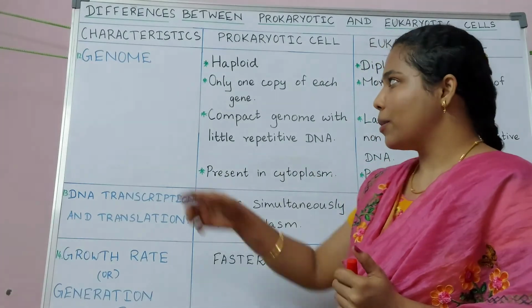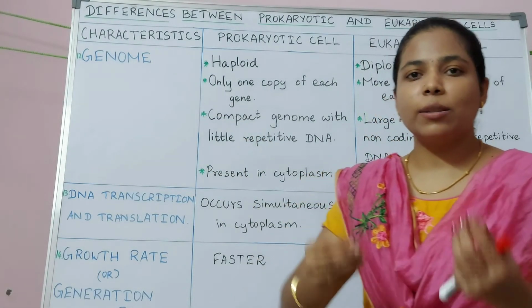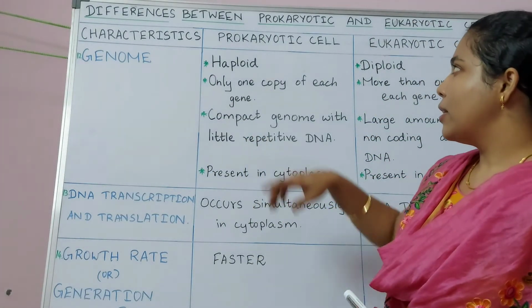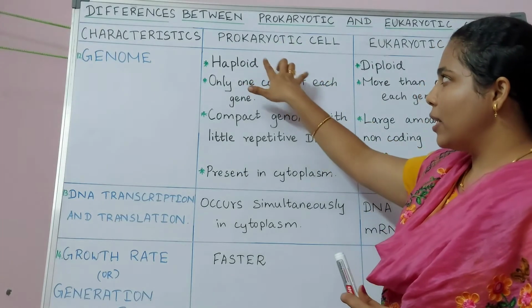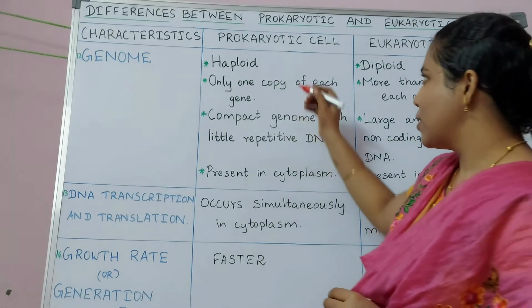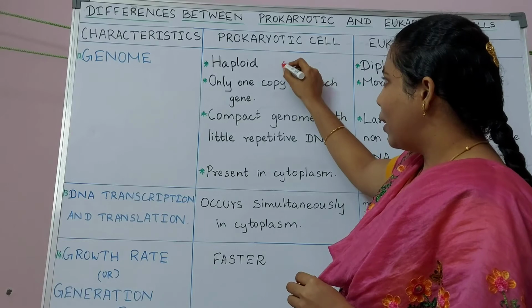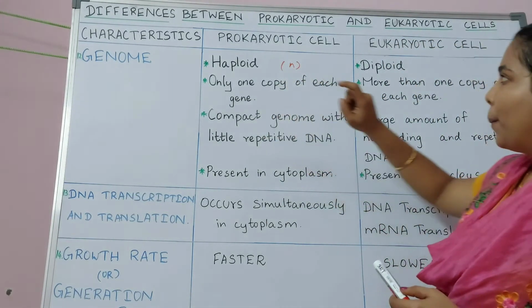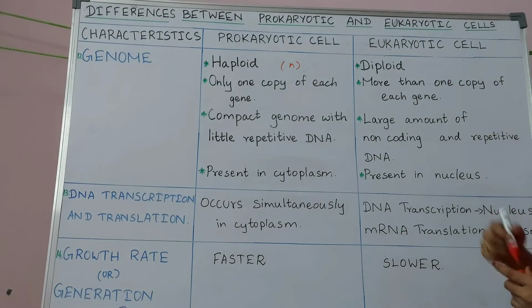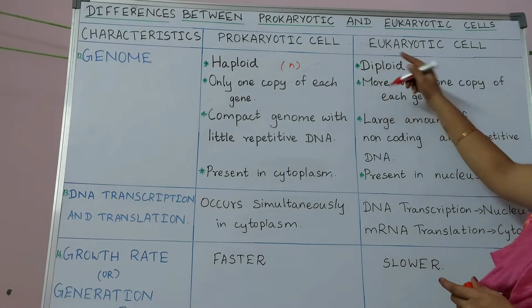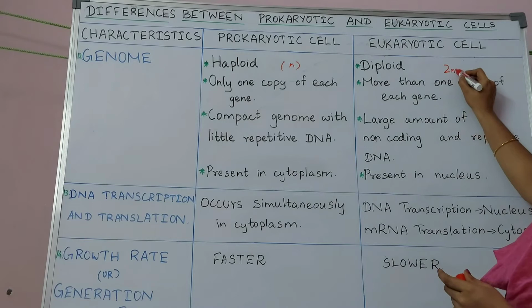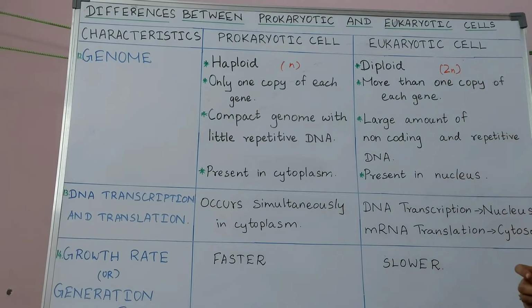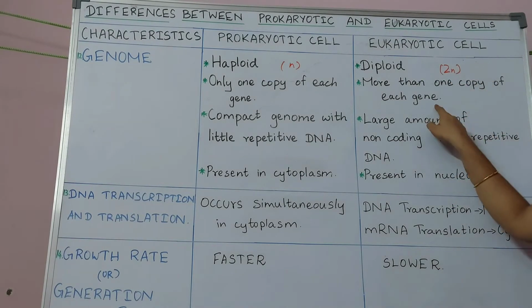And the 12th point is about genome. Genome is the genetic material of a cell. The genetic material of prokaryotic cell is haploid in nature. It is represented by N, which means they have only one copy of each gene. But in case of eukaryotic cell, it is diploid in nature. Di means 2. It is represented by 2N. So they have more than one copy of each gene.